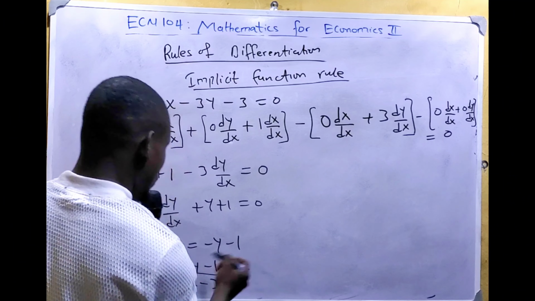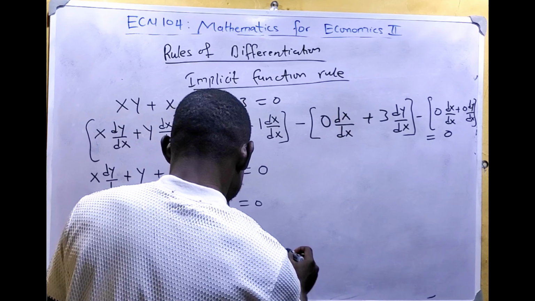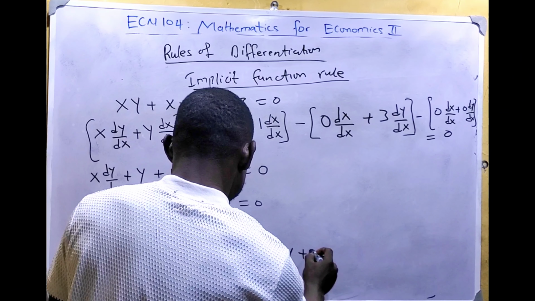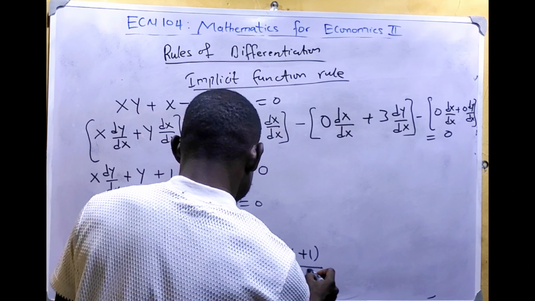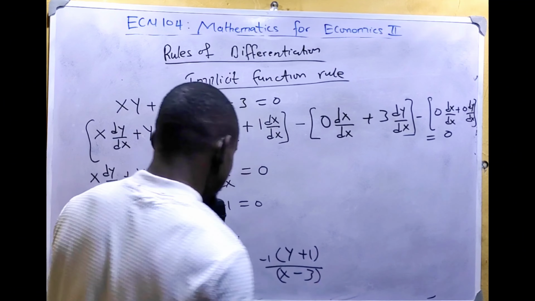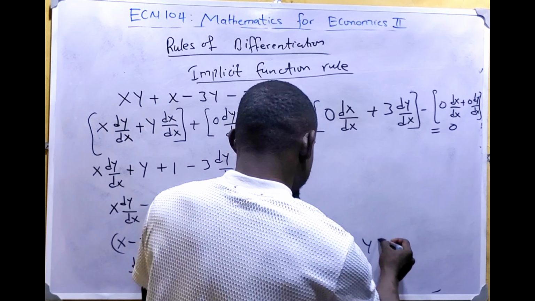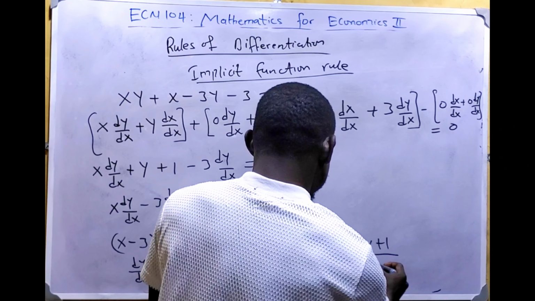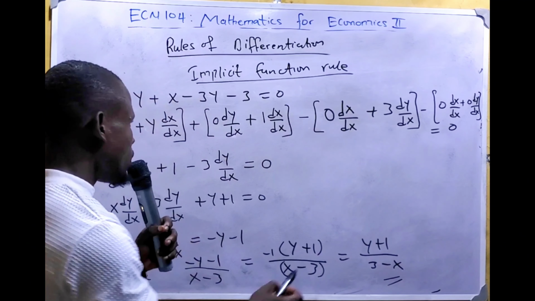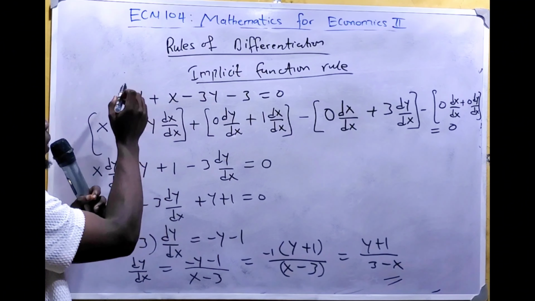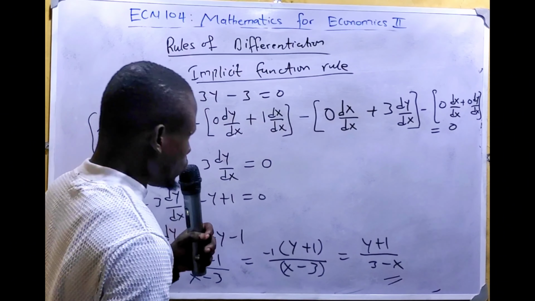Now this is equal to, you can factorize the minus sign here. We have minus 1 into y plus 1 all over x minus 3. Now this can also be written as y plus 1 all over 3 minus x. So this is the derivative of this implicit function xy plus x minus 3y minus 3 equals to 0.